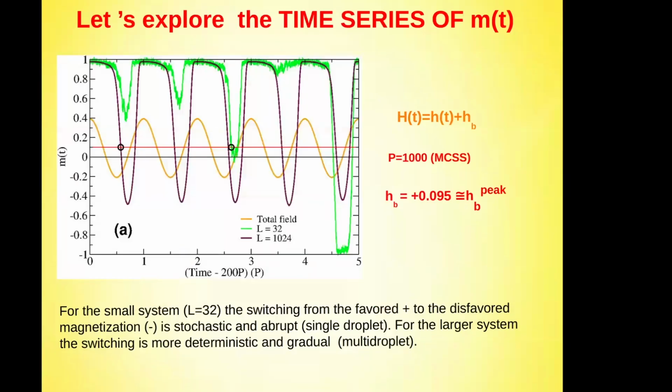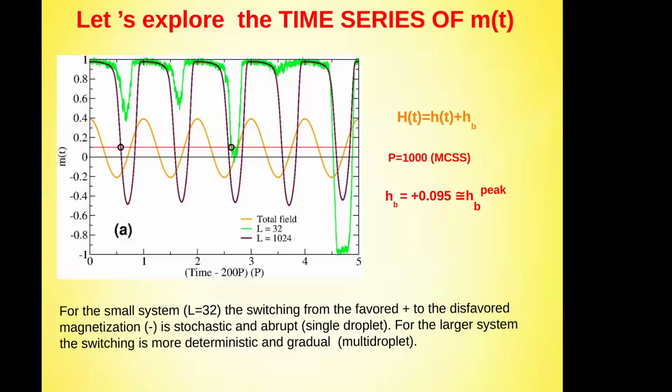Well, let's explore the time series of the magnetization. And here, again, we use a periodical oscillating field plus a bias. We choose the bias to be positive, and we perform this simulation. This one, I think, is done for the two sizes, in the supercritical region of the period, and we are basically located almost at the peak for these values. And we plot here how the magnetization behaves for a small system and for a large system.